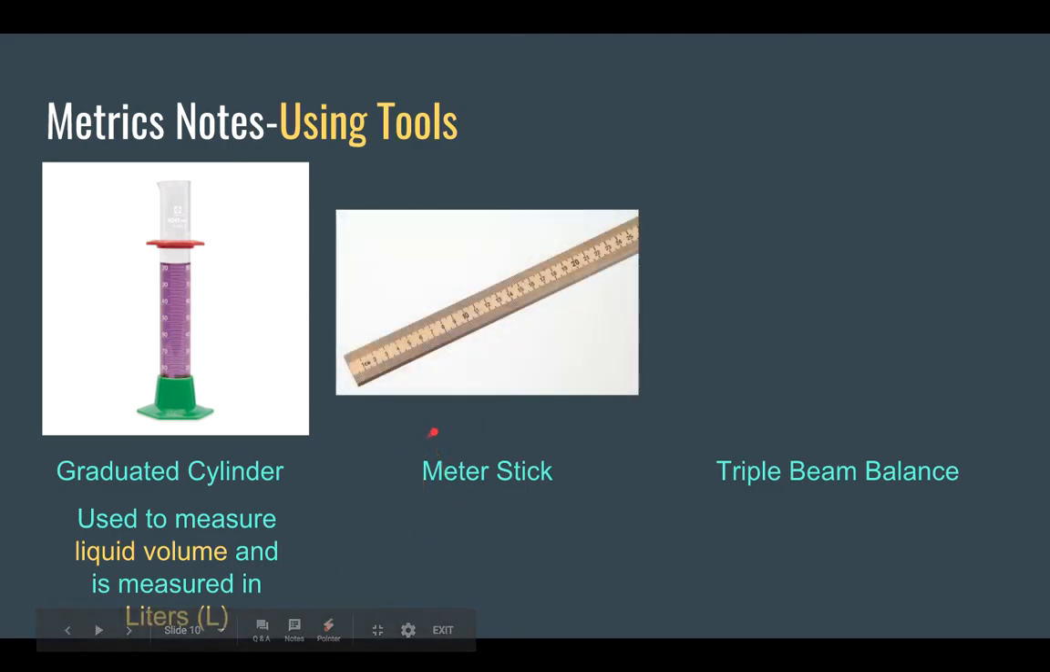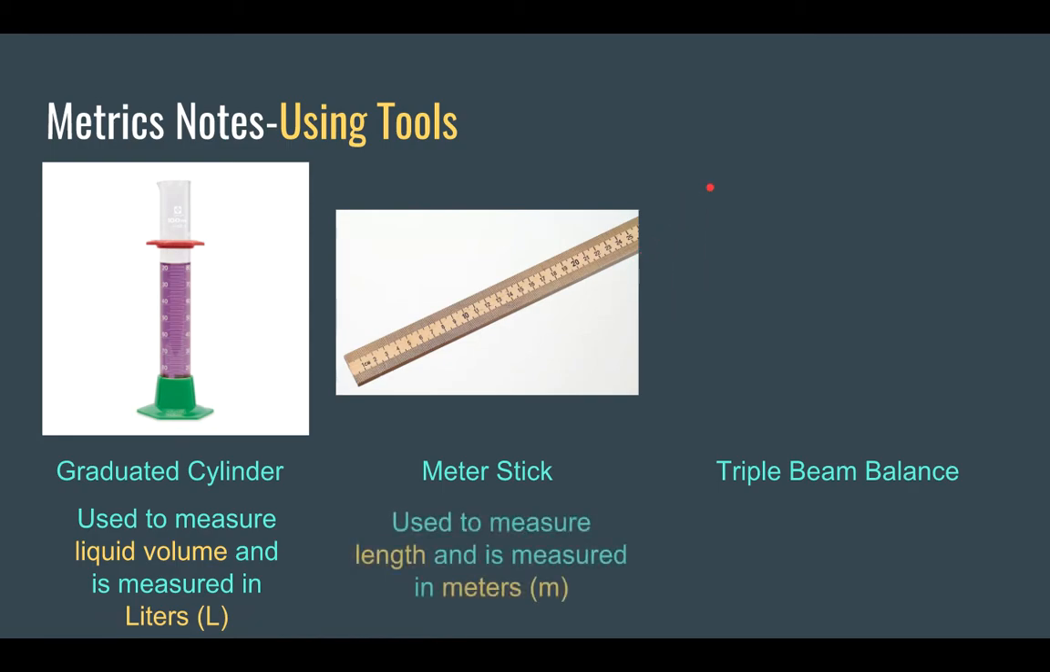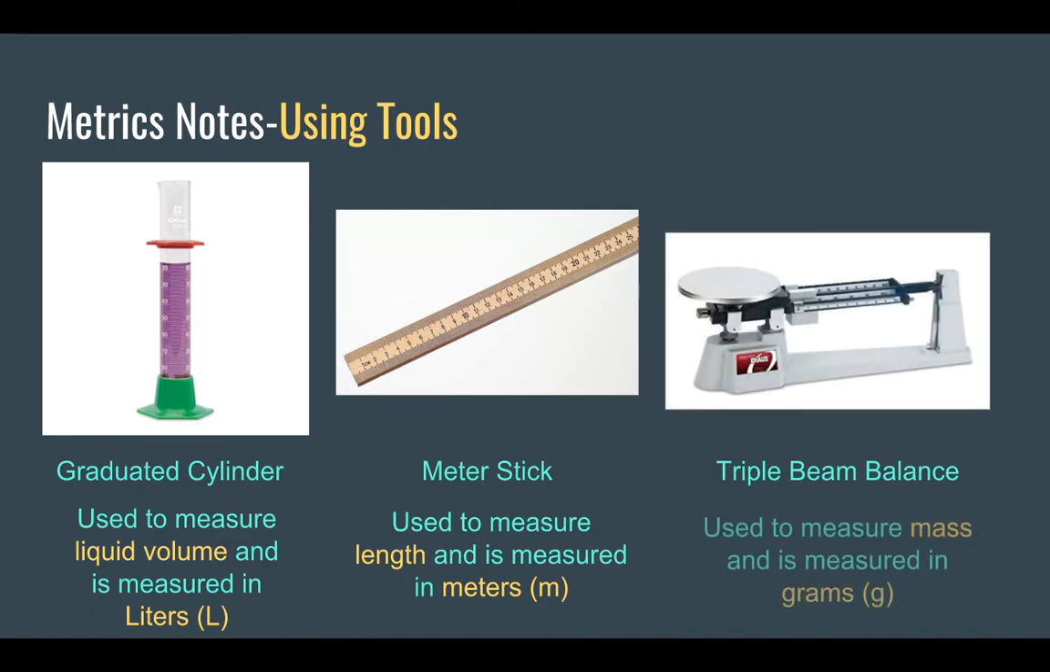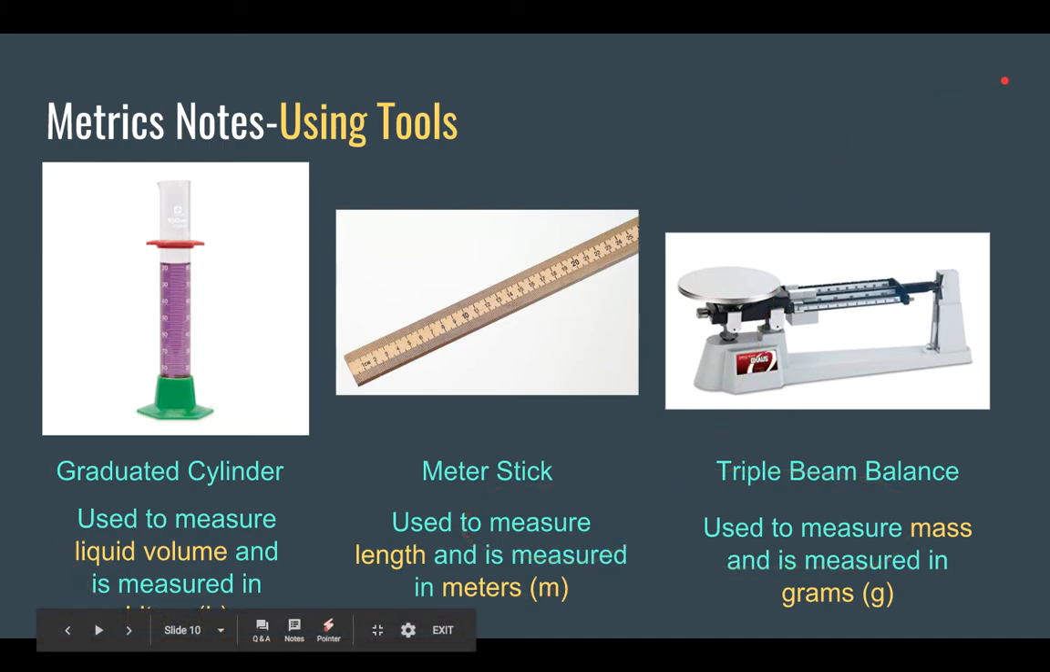The meter stick is used to measure length and is measured in meters. So how long something is, how tall something is, we're going to use a meter stick. Triple beam balance is used to measure mass and is measured in grams. Make sure you write all of this down and either draw or get a picture from the internet.